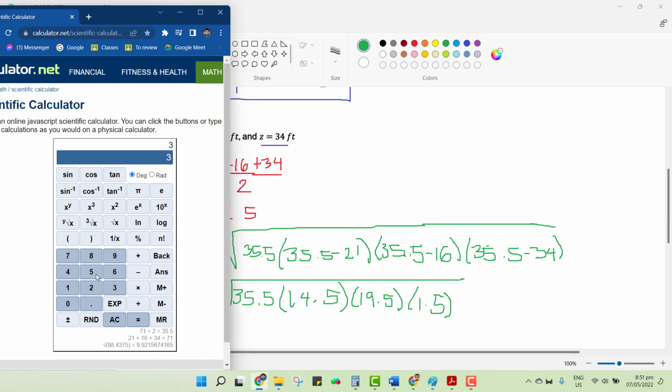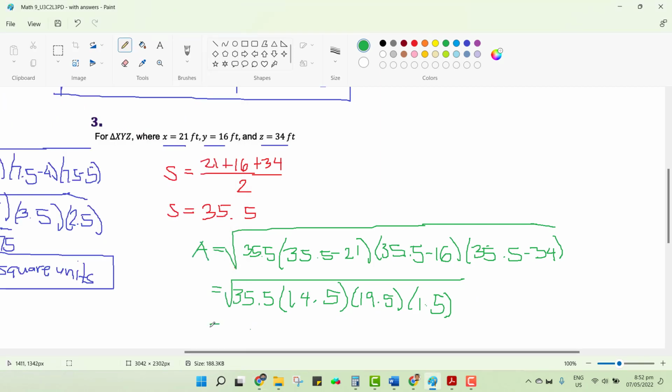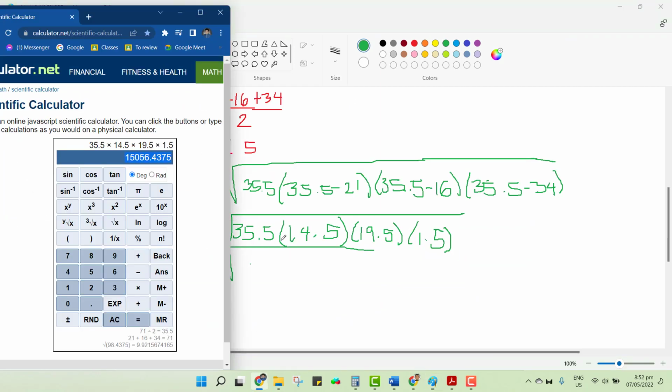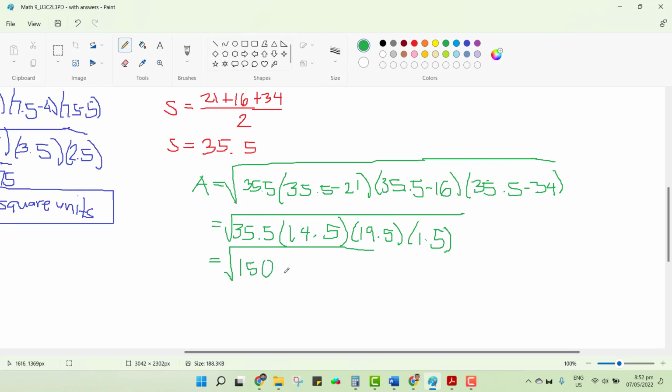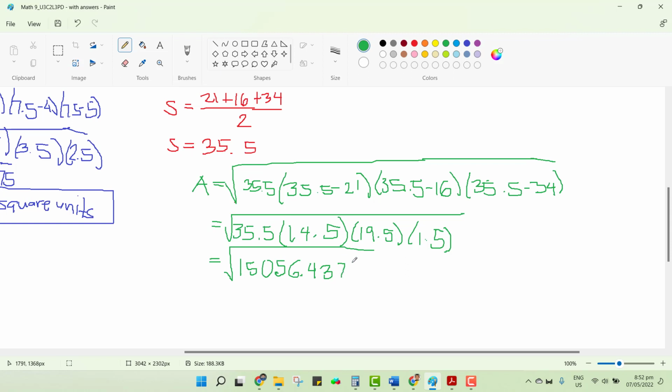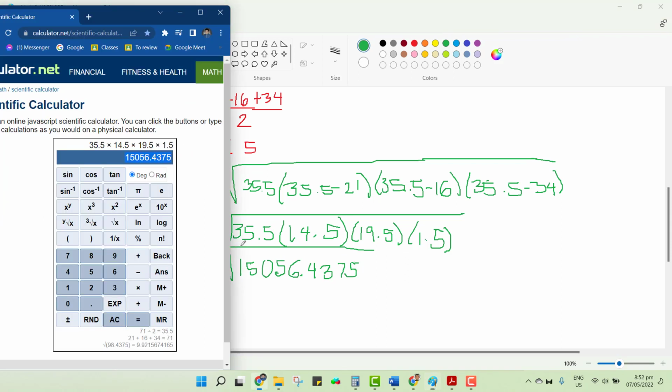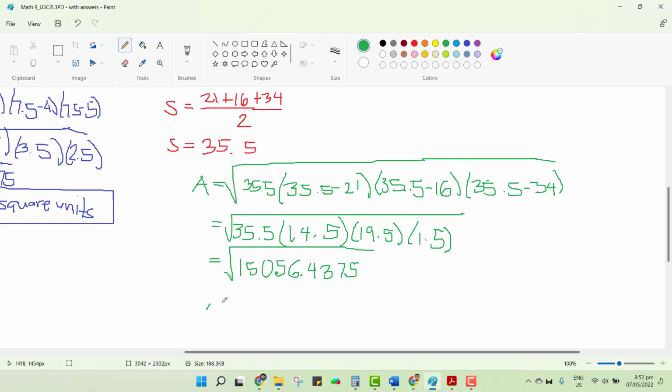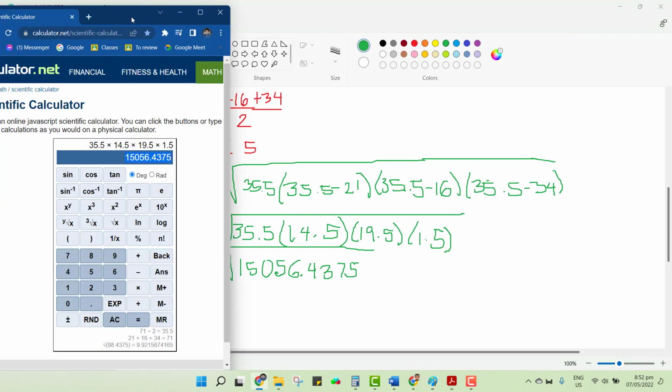So let's do it this way. 35.5 times 14.5 times 19.5 times 1.5. Let me check. 35.5, 14.5, 19.5, okay? Equal to this value here. We can copy this if you would like to. Okay. But of course, we could do it like this. This is now equal to the square root of the value 15056.4375. Again, do not round off yet because we are going to do rounding off on our final answer. And now the area is approximately the square root of it.